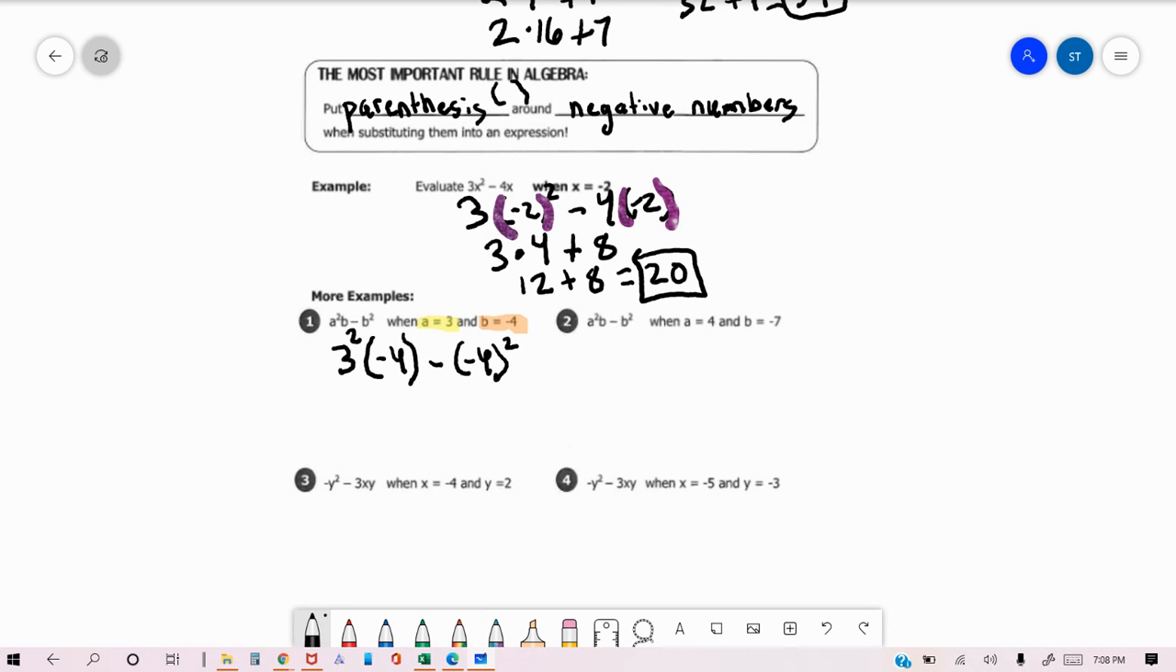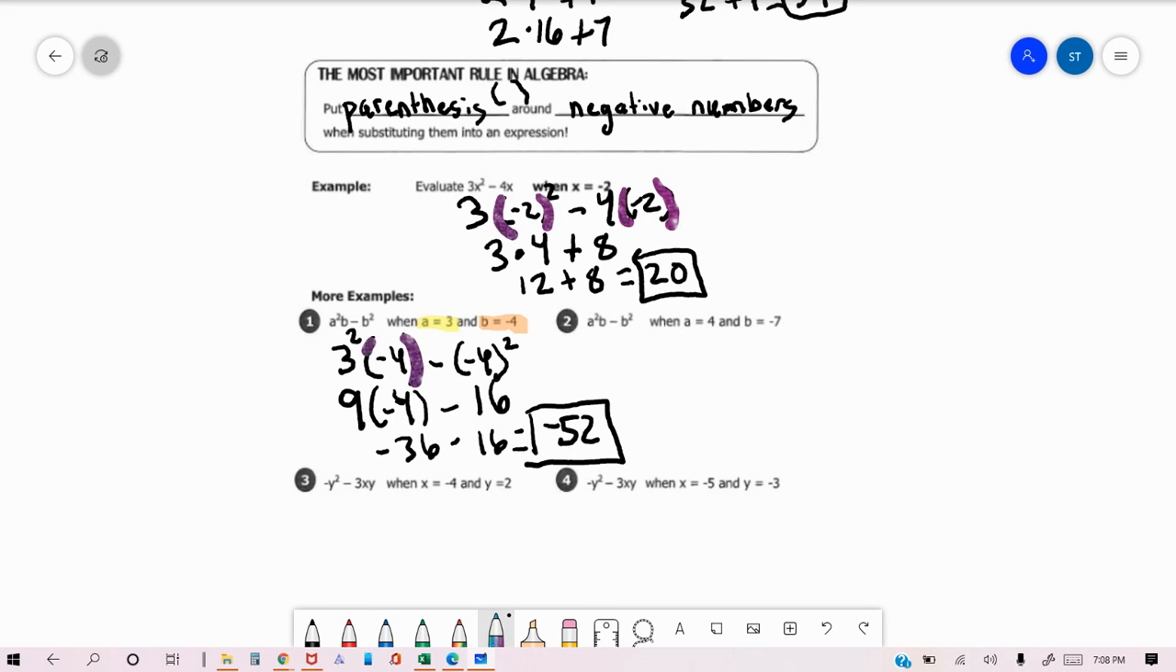Let's go ahead and do our exponents and get those out of the way. So this is 9 times negative 4, and this is 16. So 9 times negative 4 is negative 36, minus 16 is going to equal negative 52. So our answer here is negative 52. Again, did you see why we put those parentheses around those negatives? If not, it would look like we're subtracting.